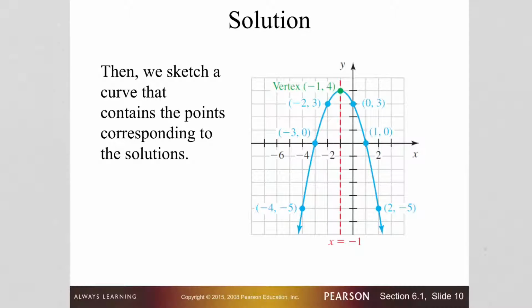Okay, and it looks like their graph looks a lot like ours. Now the thing I do want you to notice, your vertex is right there. That's the maximum point here. And notice the axis of symmetry, this red line going down the middle. That equation is x equals -1. That -1 comes from the x-coordinate of your vertex.